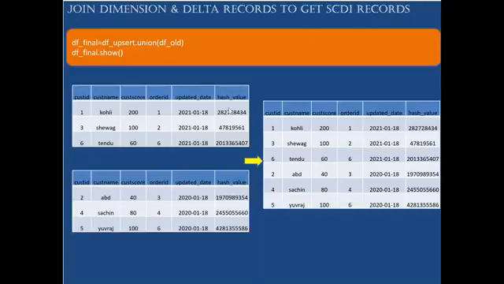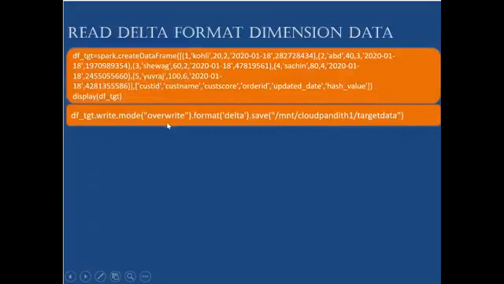What will union do? Union will just combine these two things and put them together. That's it. Okay, next, let's move on to Delta. So this is the source data, and I'm writing into the target in what format? You see here: df.write.mode("overwrite").format of what?